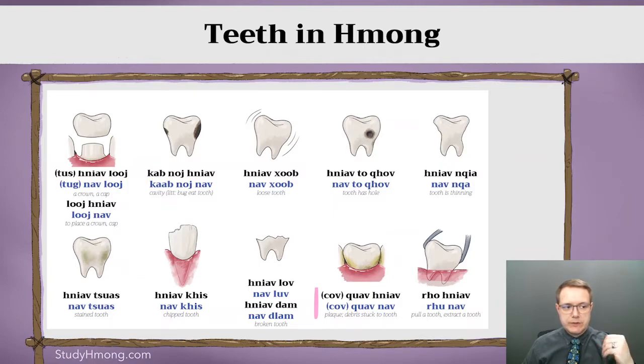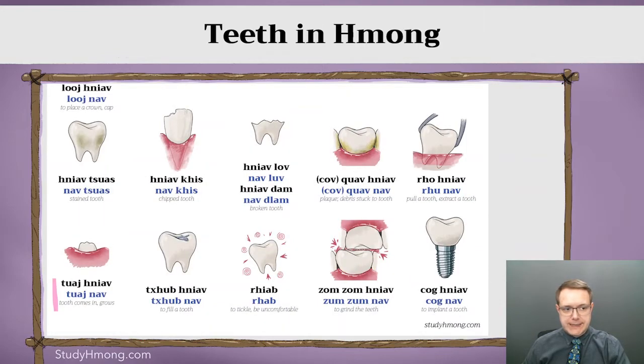You could say, and again, debris is a noun, so we use a classifier, jaw, for multiple pieces. Jaw or nia, or in Green Hmong, jaw or na. To pull a tooth, we could say tu nia, and in Green Hmong, tu na.